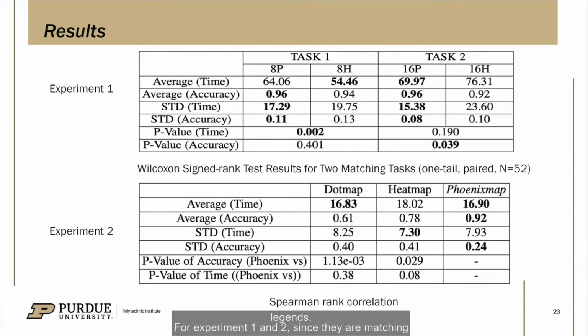For Experiment 1 and 2, since they are matching and ranking tasks, we use Wilcoxon signed-rank test and Spearman rank correlation respectively for measuring their performances. In conclusion, we can see that the users were able to identify spatial information regarding outline and distribution densities from Phoenix map and heat map. When the distributions share the same outlines, Phoenix map can help the users to distinguish the differences better than heat map.